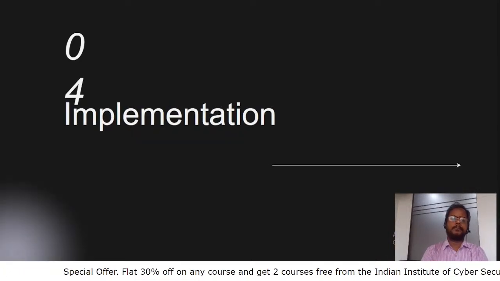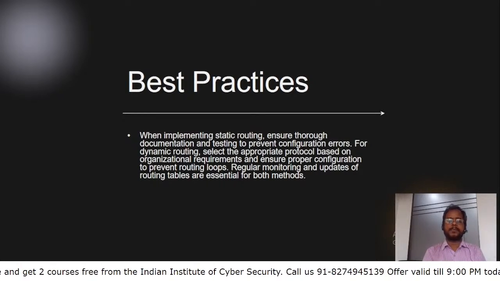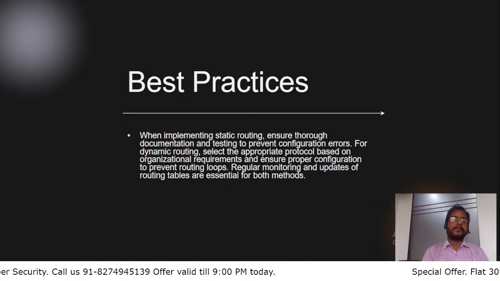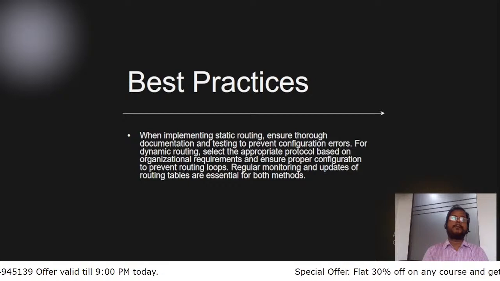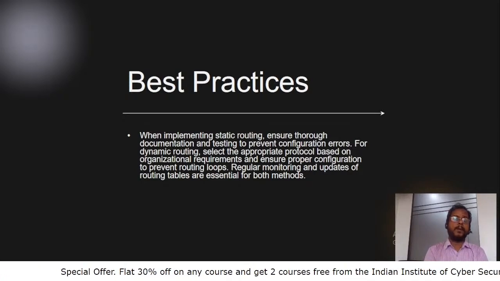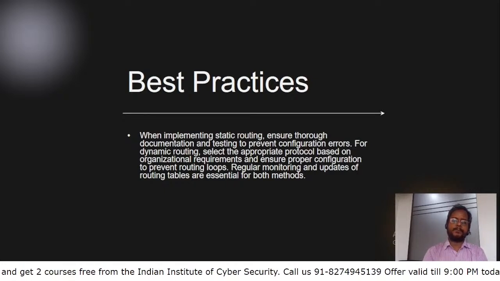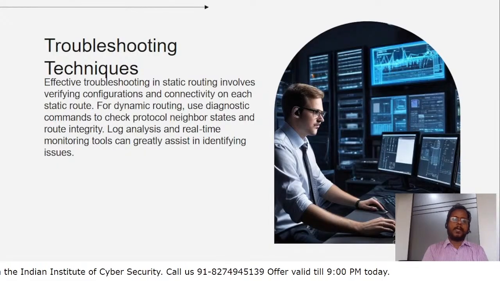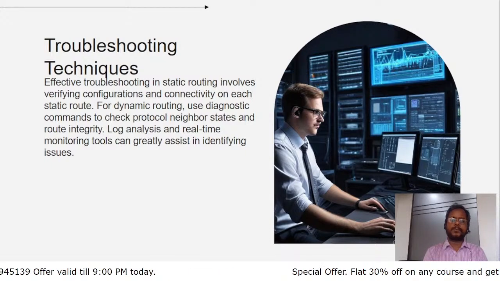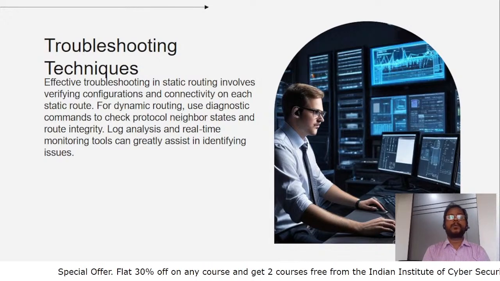Implementation-wise, while implementing static routing, you have to ensure thorough documentation and testing to prevent configuration errors. For dynamic routing, select the appropriate protocol, because if you don't want a hop count limitation, you shouldn't choose the RIP protocol. And for optimum bandwidth, you should go for EIGRP, not OSPF, because EIGRP uses the least bandwidth. Troubleshooting techniques are also different. In case of dynamic routing, use diagnostic commands to check protocol neighbor states like OSPF neighbor states and OSPF adjacencies, but that is not the case with static routing.